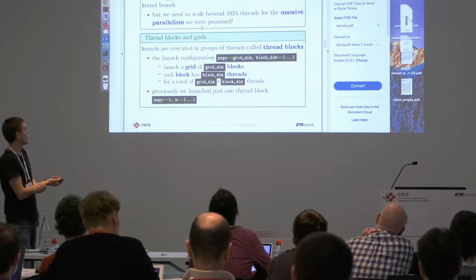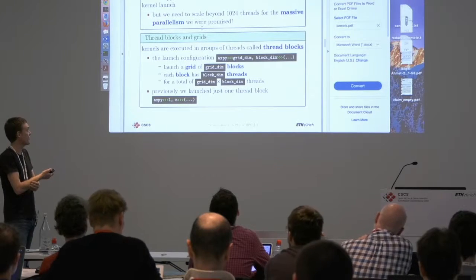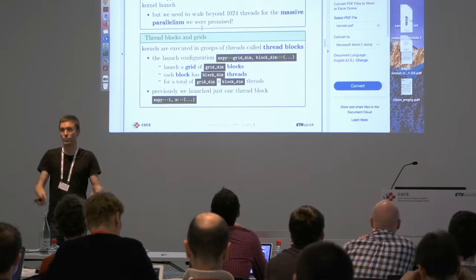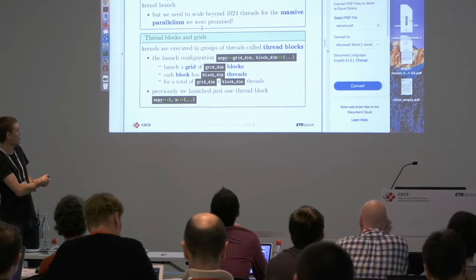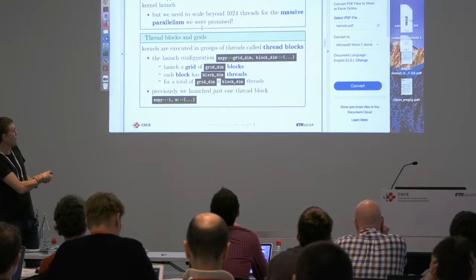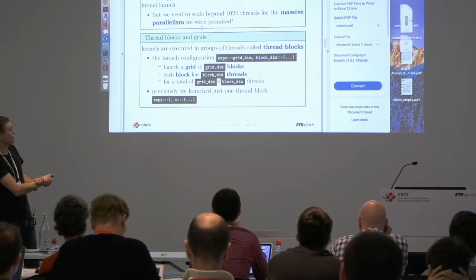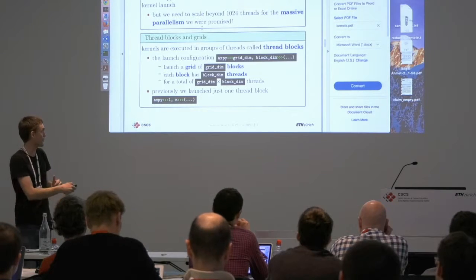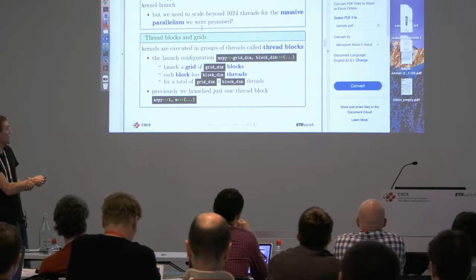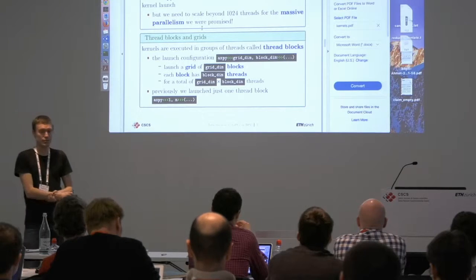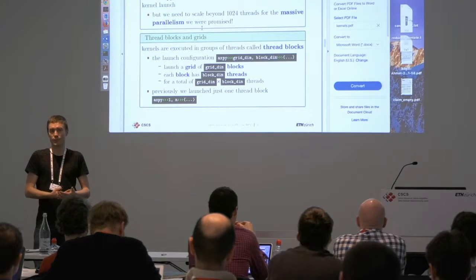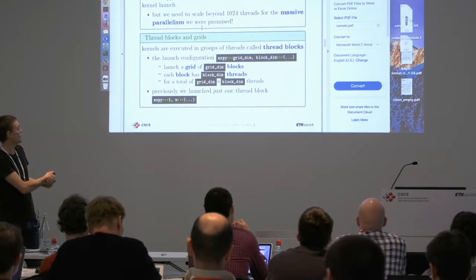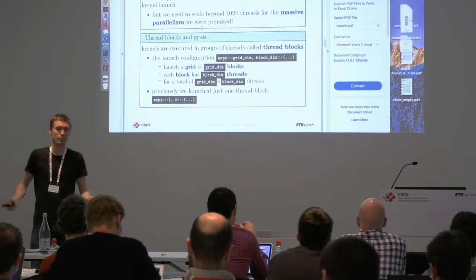Well, there's this idea called thread blocks and grids. So kernels are executed in groups of threads called a thread block. And in the launch configuration before, we had 2 arguments. The first argument we were setting to 1, and the second argument we were setting to the number of threads that we wanted. So this second argument is actually the dimension of how many threads we want in a thread block. And then this first argument is the total number of thread blocks we want.